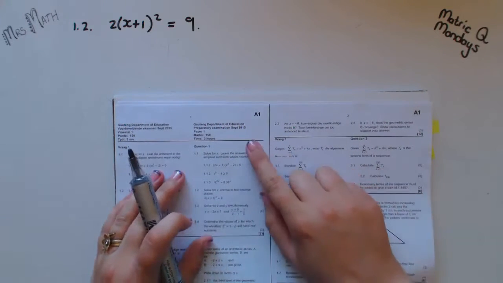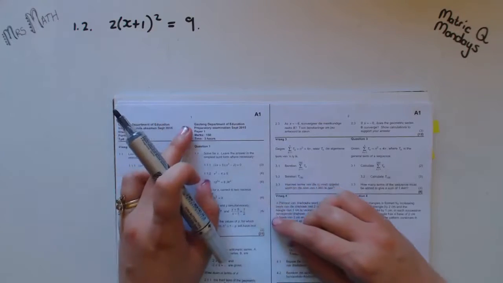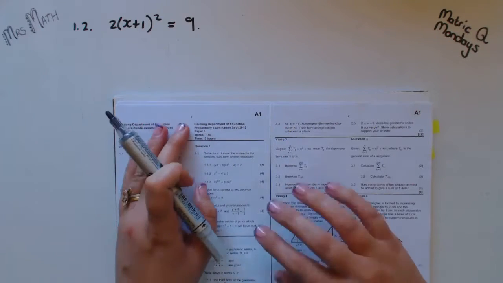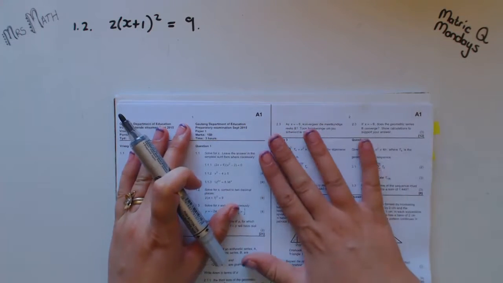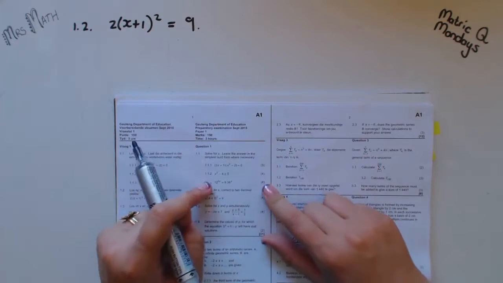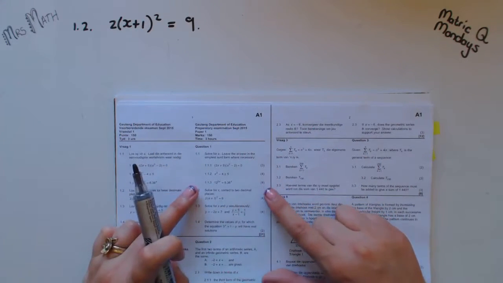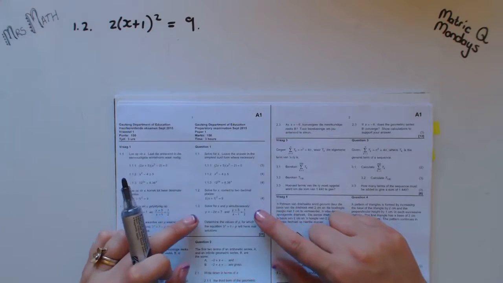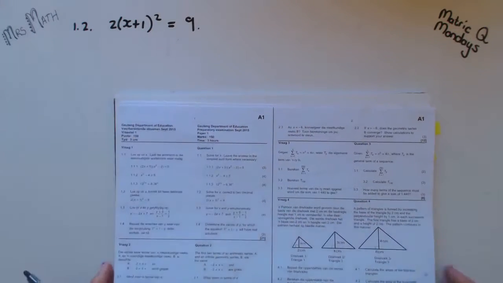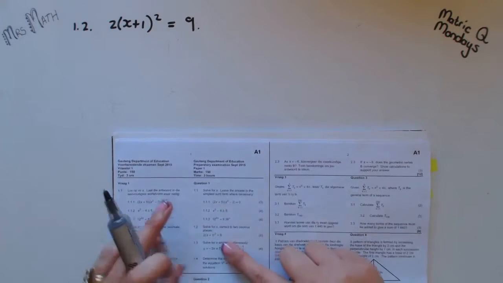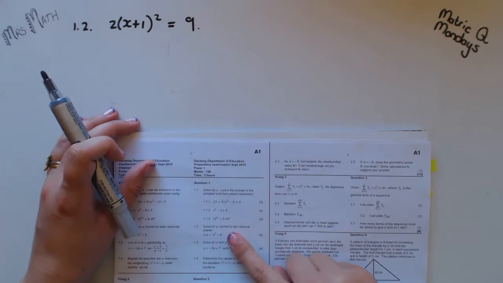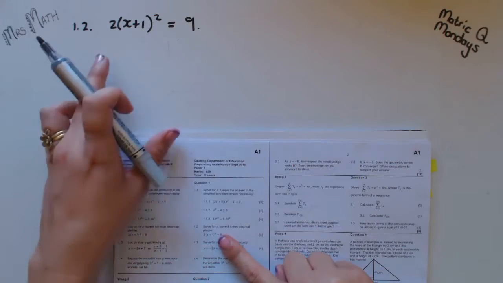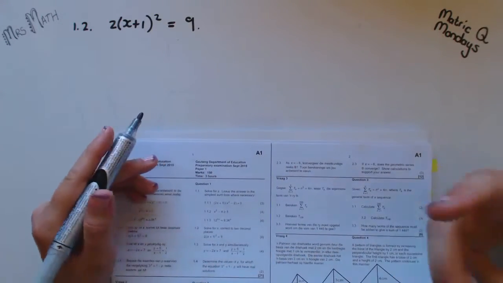Last week on Matric Question Mondays, we worked through the Gauteng Department of Education's preparatory examination, September 2015, question 1.1. So today I'm going to do the other three questions in question 1, number 1.2, 1.3, and 1.4. So 1.2 states, solve for x correct to 2 decimal places. And this is what it looks like.